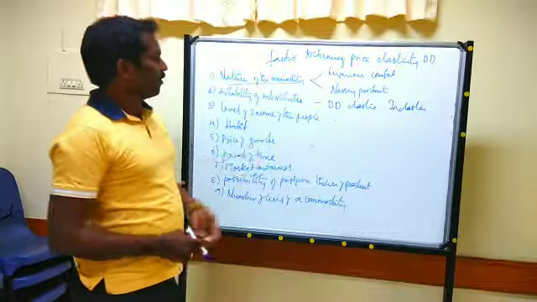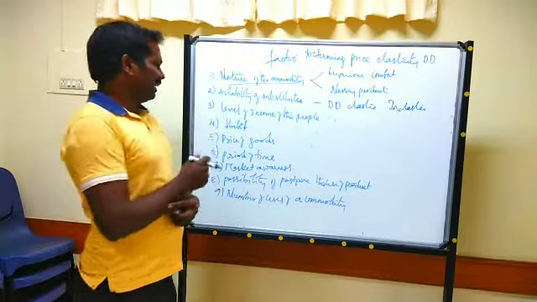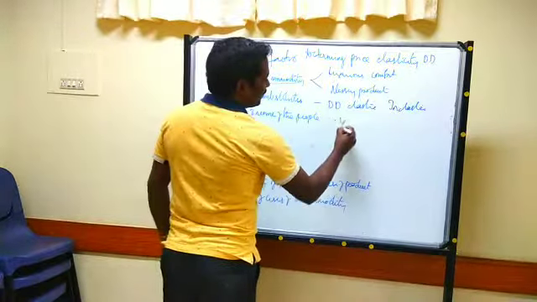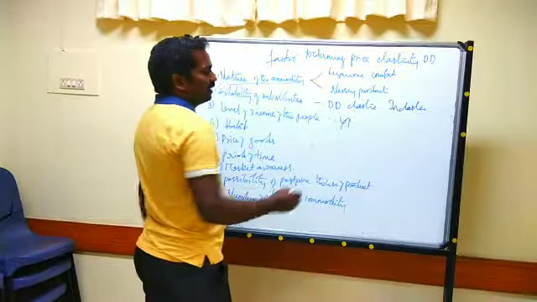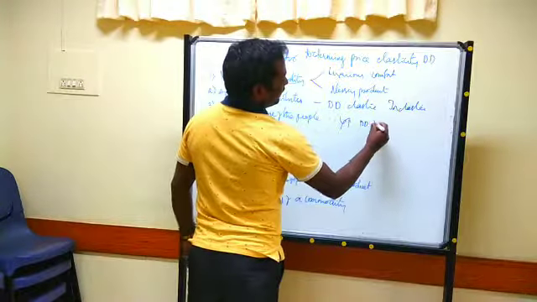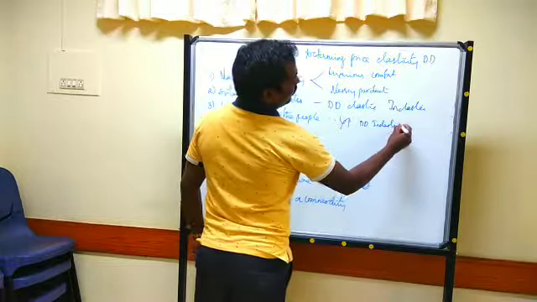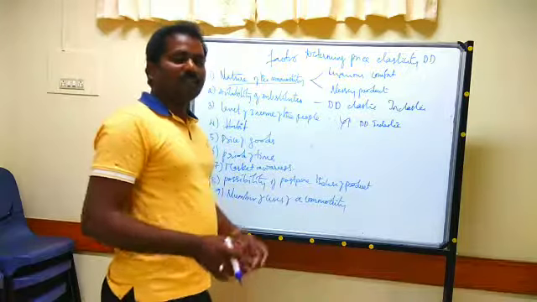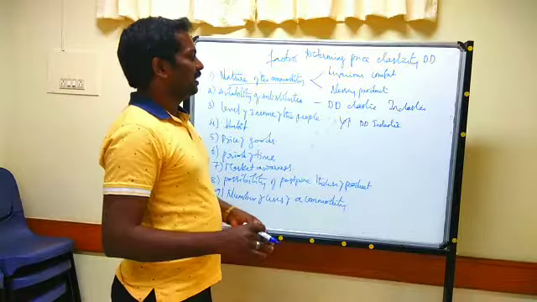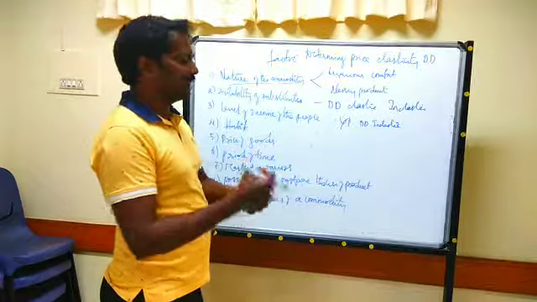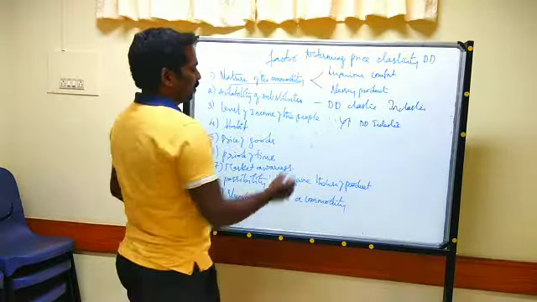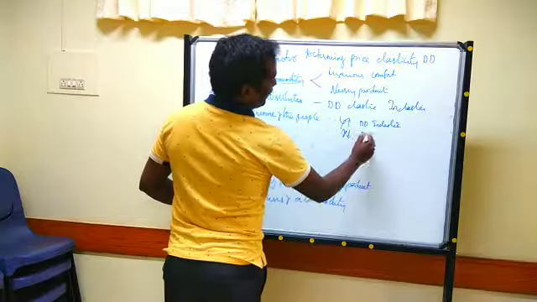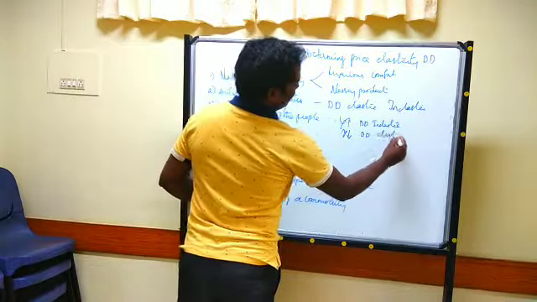Then level of income of the people. Generally, for very high income group people, the demand is inelastic. They are not bothered about the price they charge. But poor people always compare, so their demand is elastic. They try to compare and buy the products. So for poor people or lower income groups, demand is elastic.